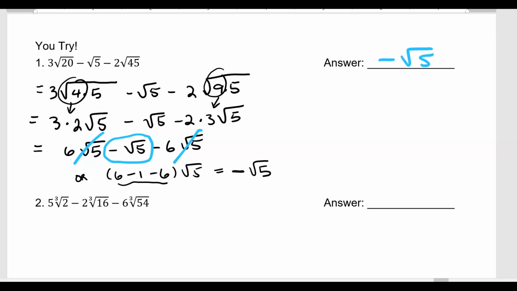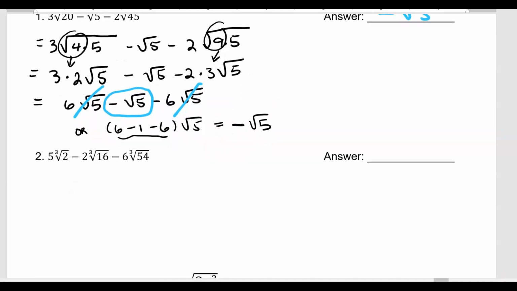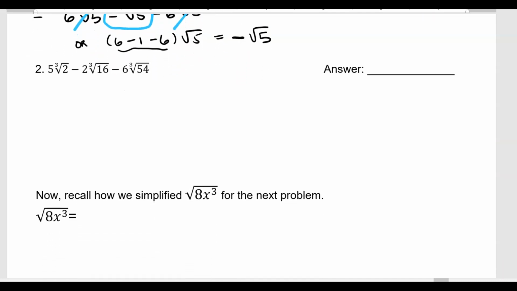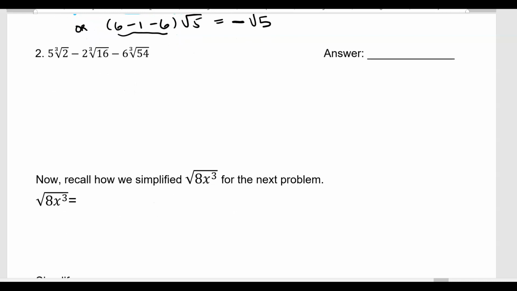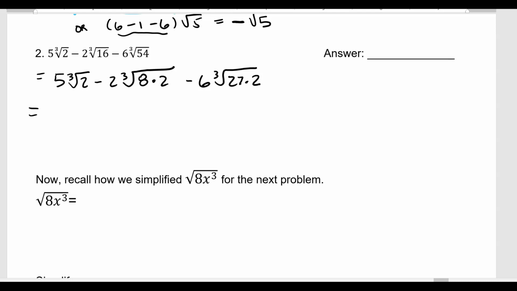Let's move on to number 2. We're switching it up to the cube roots. So we got to think about perfect cubes. Now, 5 times the cube root of 2 is already simplified. However, 16 contains the perfect cube 8. And what about 54? 54 contains 27 as a factor. So we're going to write it out like that.